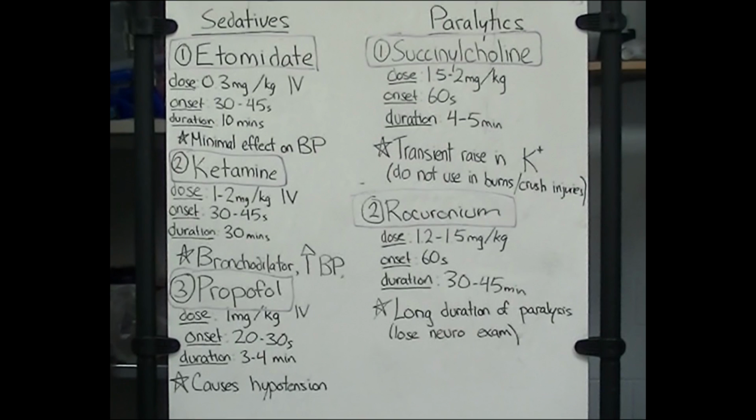In summary, endotracheal intubation involves two classes of drugs, sedatives and paralytics. There are three major sedatives that are commonly used in the emergency department: etomidate, ketamine, and propofol. And there are two main paralytics, succinylcholine and rocuronium. The intricacies and details involved in this pharmacology are critical to your ability to successfully and safely intubate a patient.